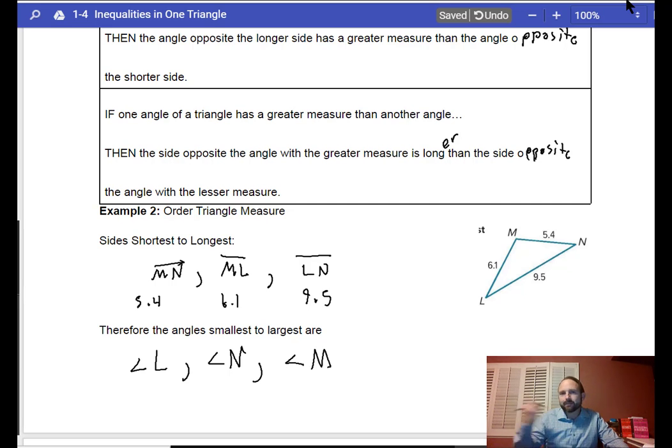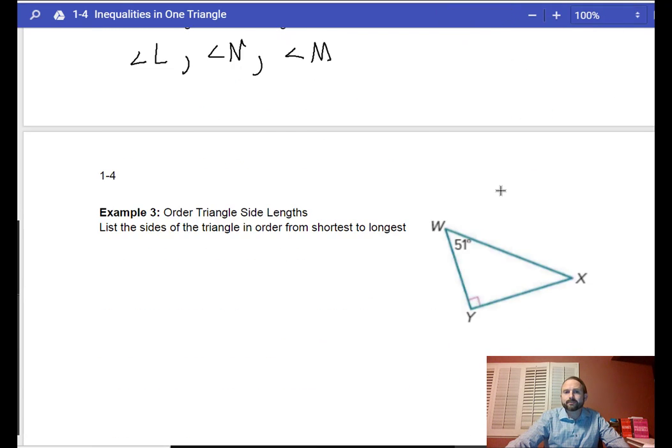Now you might be like, hey, Mr. Schultz, why didn't you say LMN? And why didn't you say LNM for these? Well, if there's only one angle associated with the vertex, we can name the angle just that vertex. It's a little helpful for us. All right, let's go on to the last page of our notes.